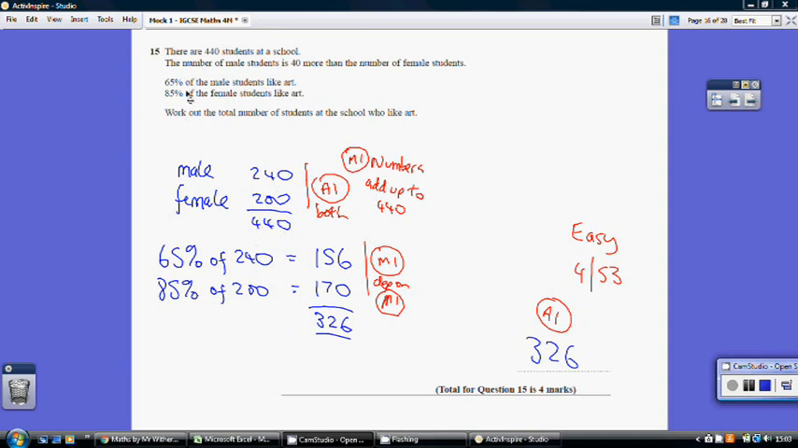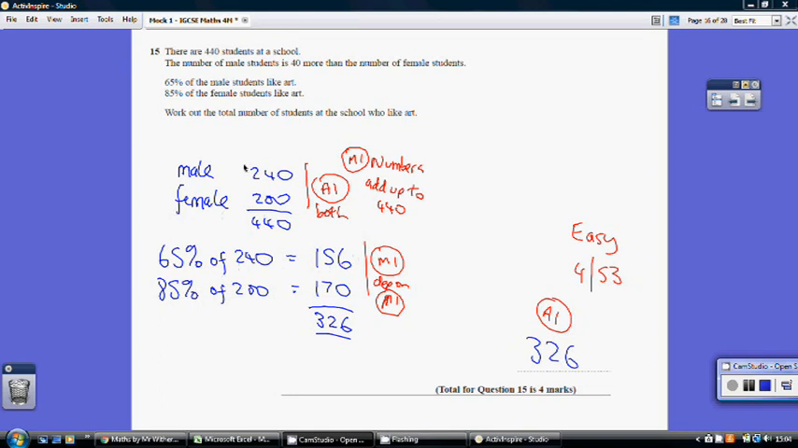Now we're told that 65% of the male students like art. So we need to find 65% of the male students, of the 240. So just pop into your calculator 0.65, because that's 65% as a decimal, 0.65 times 240, and we get 156.